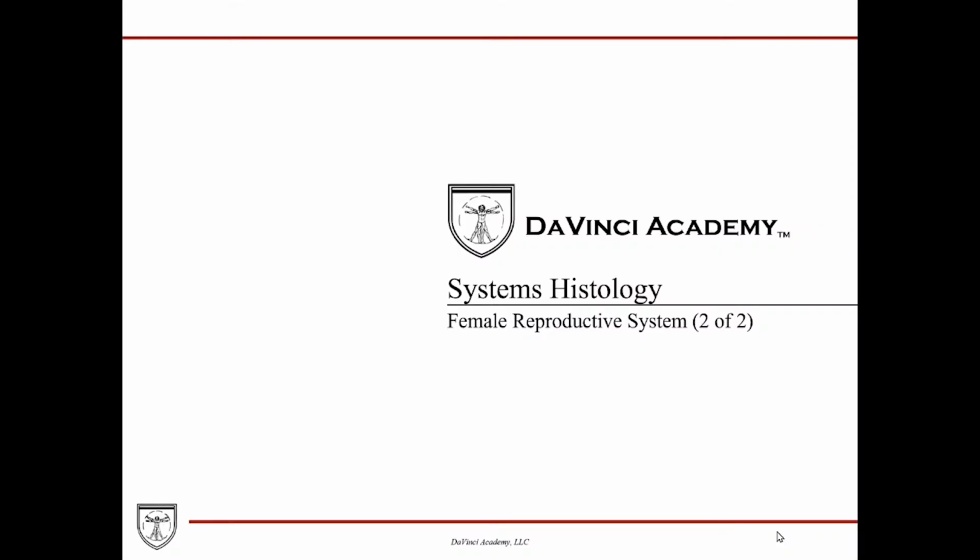In the second part of the female reproductive histology, we'll discuss the detailed organization of the uterus, the cyclical changes in the endometrium, the organization of the cervix, vagina, and the mammary glands.